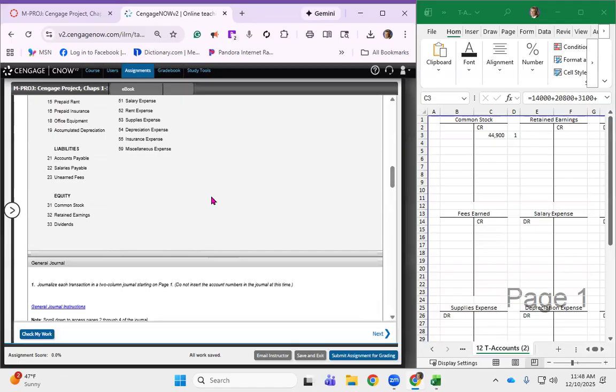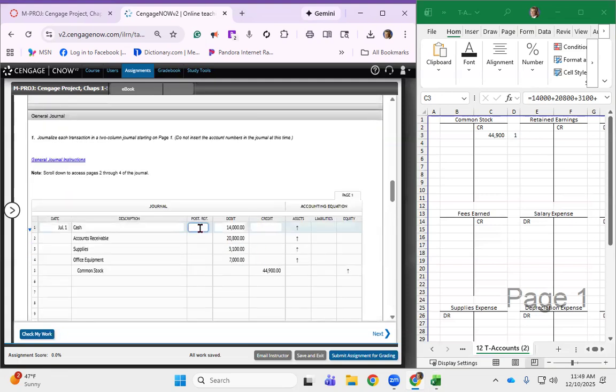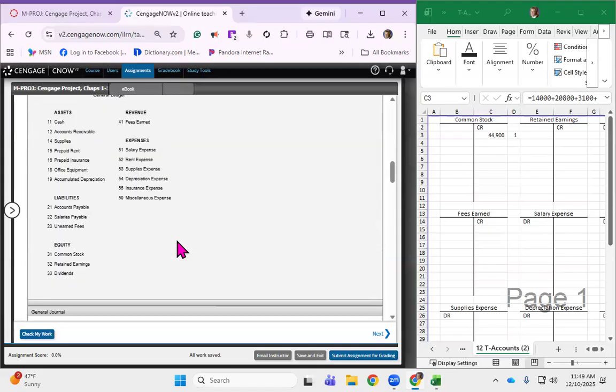Now that we have closed these, I am going to go up here and put in their account numbers. So we've got 11, 12, 14, and 18. Putting in the numbers indicates that you have posted these. And I think this one is 31, but I can go back up and look. So 31 is common stock. Yes, it is. So we've just journalized our first transaction.